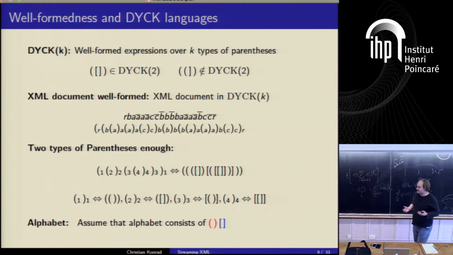So fundamental to checking well-formedness are Dyck languages. Dyck languages are essentially the language of well-parenthesized expressions. Here we have two examples. The first one is clearly well-formed, because these brackets are first closed and then the parenthesis is closed, while this one is not well-formed. The Dyck-k language would be the well-parenthesized expressions that have k types of parentheses.